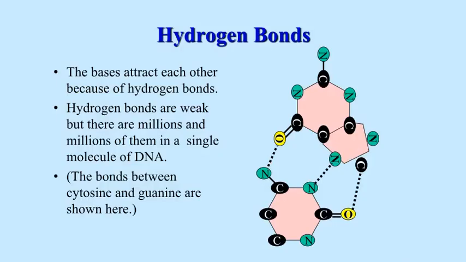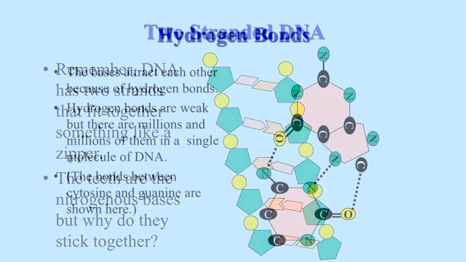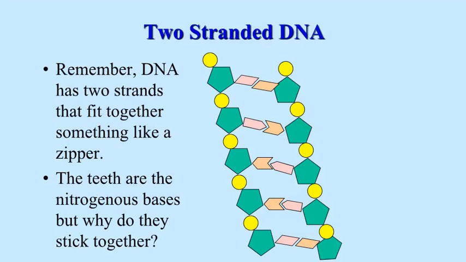Hydrogen bonds. The bases attract each other because of hydrogen bonds. Hydrogen bonds are weak, but there are millions and millions of them in a single molecule of DNA. The bonds between cytosine and guanine are shown here. Two-stranded DNA. Remember, DNA has 2 strands that fit together something like a zipper. The teeth are the nitrogenous bases, but why do they stick together?